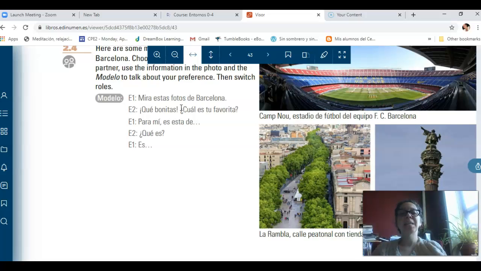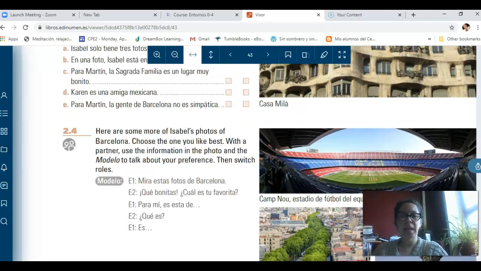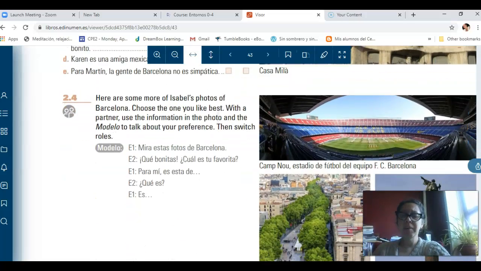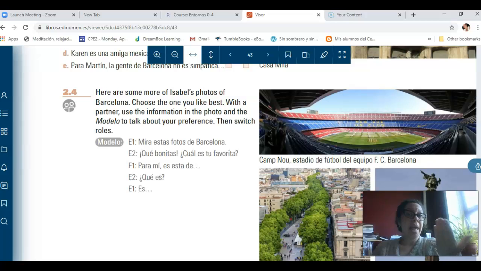Para mí es esta de, let's say, Casa Milá, for example. ¿Verdad? That's my favorite one. So I'm giving you already my selection and expressing my opinion. Para mí. Okay? Para mí es esta. Casa Milá. And then my friend is asking, ¿qué es?